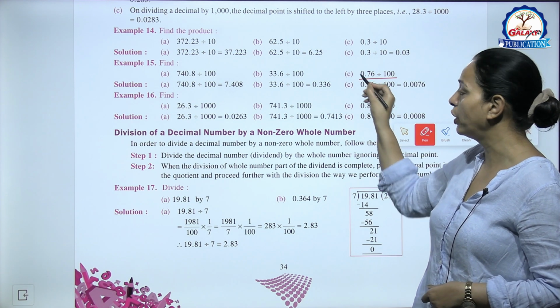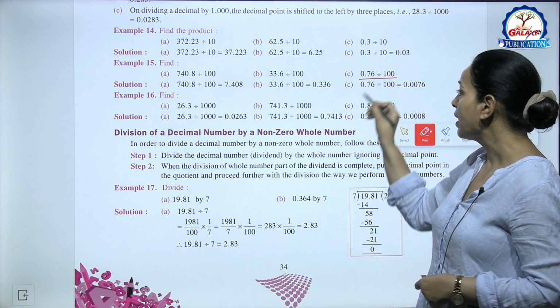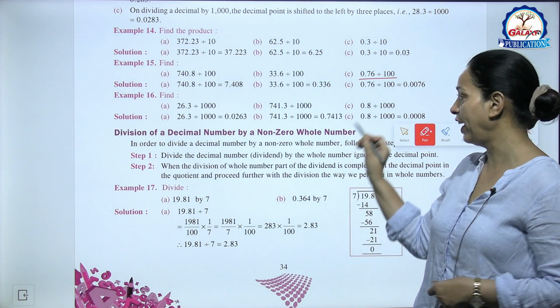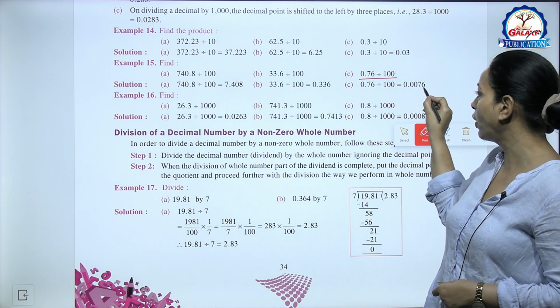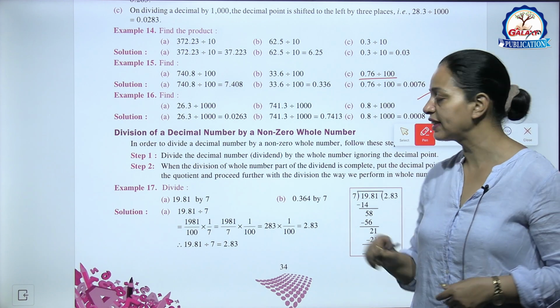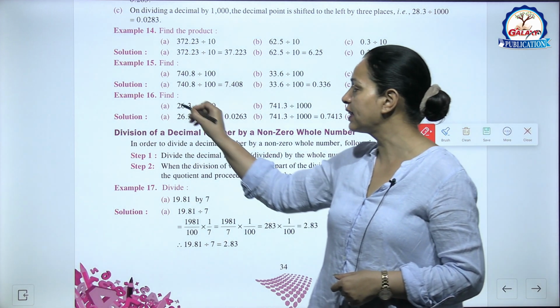Now the C part, 0.76 divided by 100. Now the decimal is going towards left by 2 digits. हमारे पास यहाँ पर कोई भी digit नहीं है. So we are writing 0s. So 0.0076.